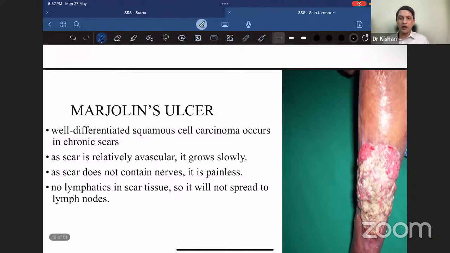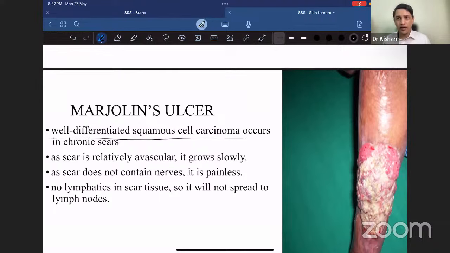Marjolin's ulcer is again a 3 marker. Also, it can be kept as a practical station, in a short case in your practicals. The definition here is a well-differentiated squamous cell carcinoma that occurs in chronic unstable scars, maybe after burn wounds or chronic venous ulcers or any wounds for that matter, chronic wounds, maybe 15, 20 years. Over that, there develops a very well-differentiated SCC. This is called Marjolin's ulcer.